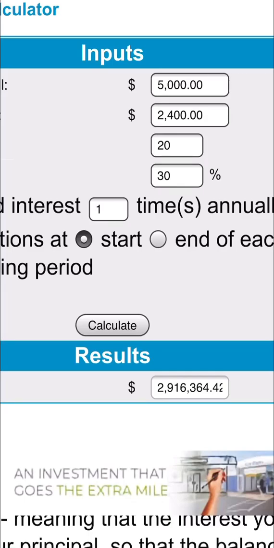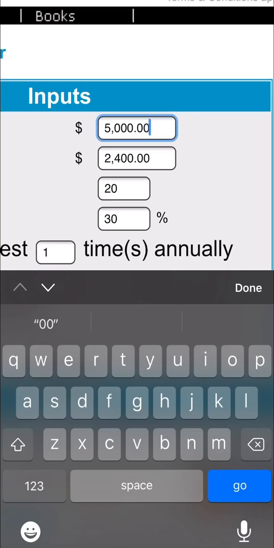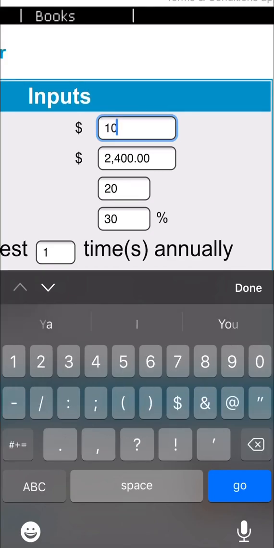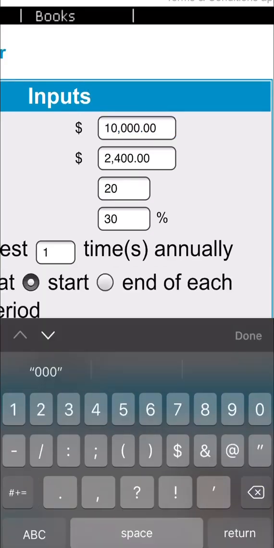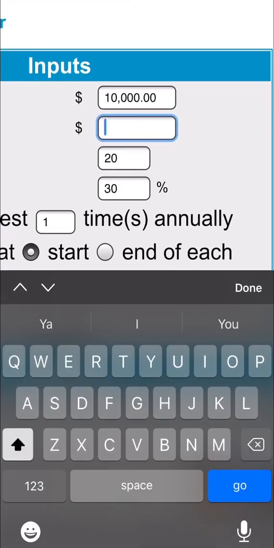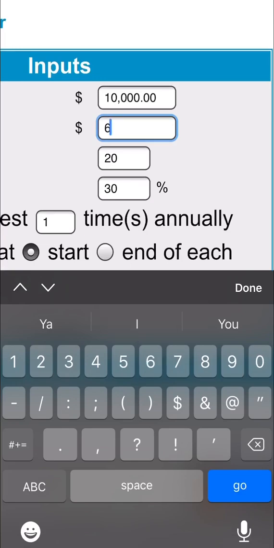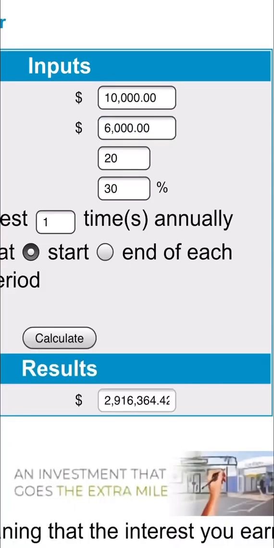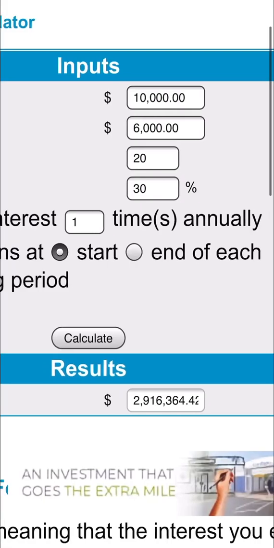But let's switch up some of these numbers. That was for a beginner. Let's go to an intermediate person. So let's go $10,000, right? And let's say this person can invest $500 per month. So $500 per month would be about $6,000 a year, if my math's correct.